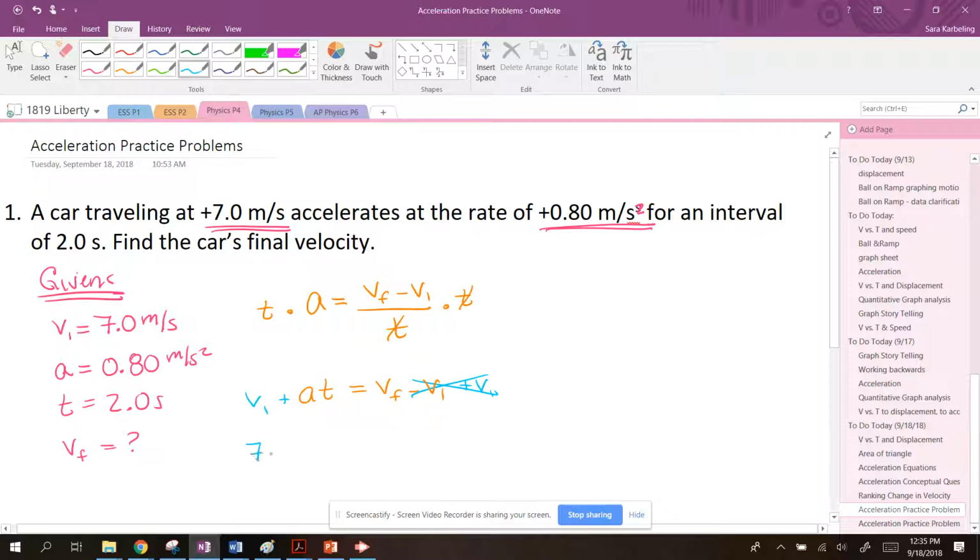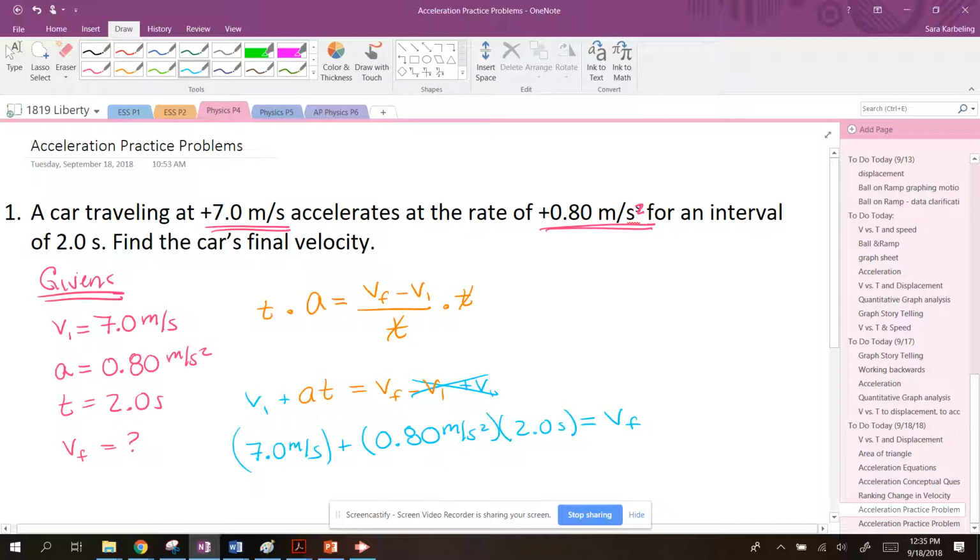Is that okay? Then I can plug in my numbers. So I've got 7 meters per second. Make sure that you include your units. We'll talk about why tomorrow. It'll make your life a much happier time. I promise. Times 2 seconds. And that's going to be your vf. Are we okay so far?